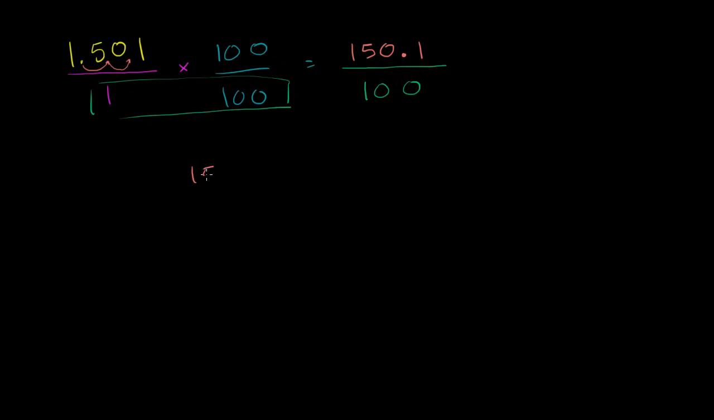Let me write that, 150.1 per 100, which is the same thing as 150.1 per cent, which is the same thing as 150.1%. And we're done. Essentially, if you really want to simplify the process, we're multiplying this by 100 to get 150.1, and then we're saying that is the percentage. So you want to make sure that you write the percent there, or the percent symbol.